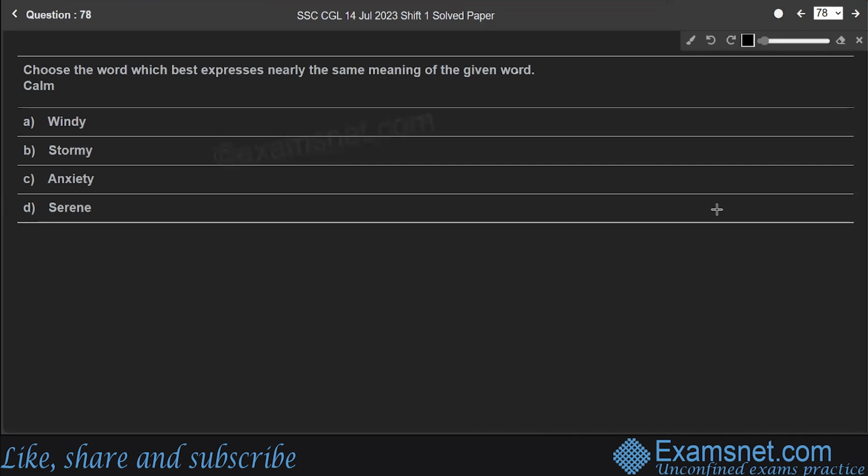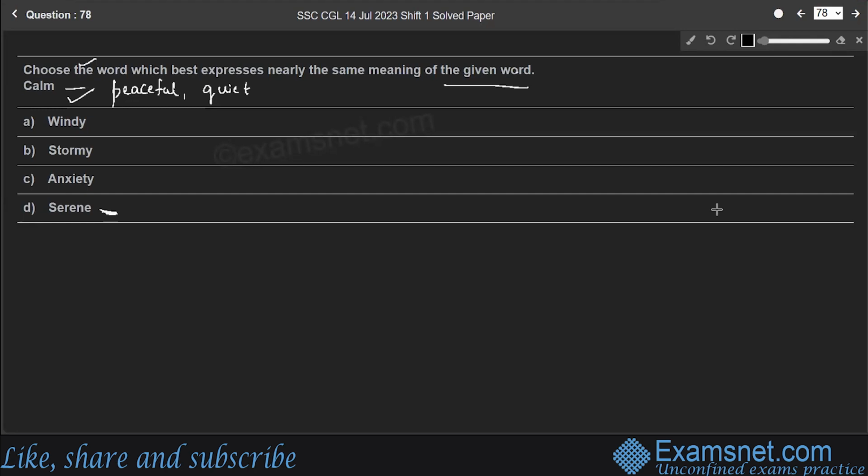Question 78. Choose the word which best expresses nearly the same meaning of the given word. Here the given word is calm. So calm means peaceful, quiet, and without worry, right? So peaceful or quiet. For example, he has a very calm manner, right? So among the four options, here serene, option D gives the same meaning, right? So serene means peaceful and calm, right?